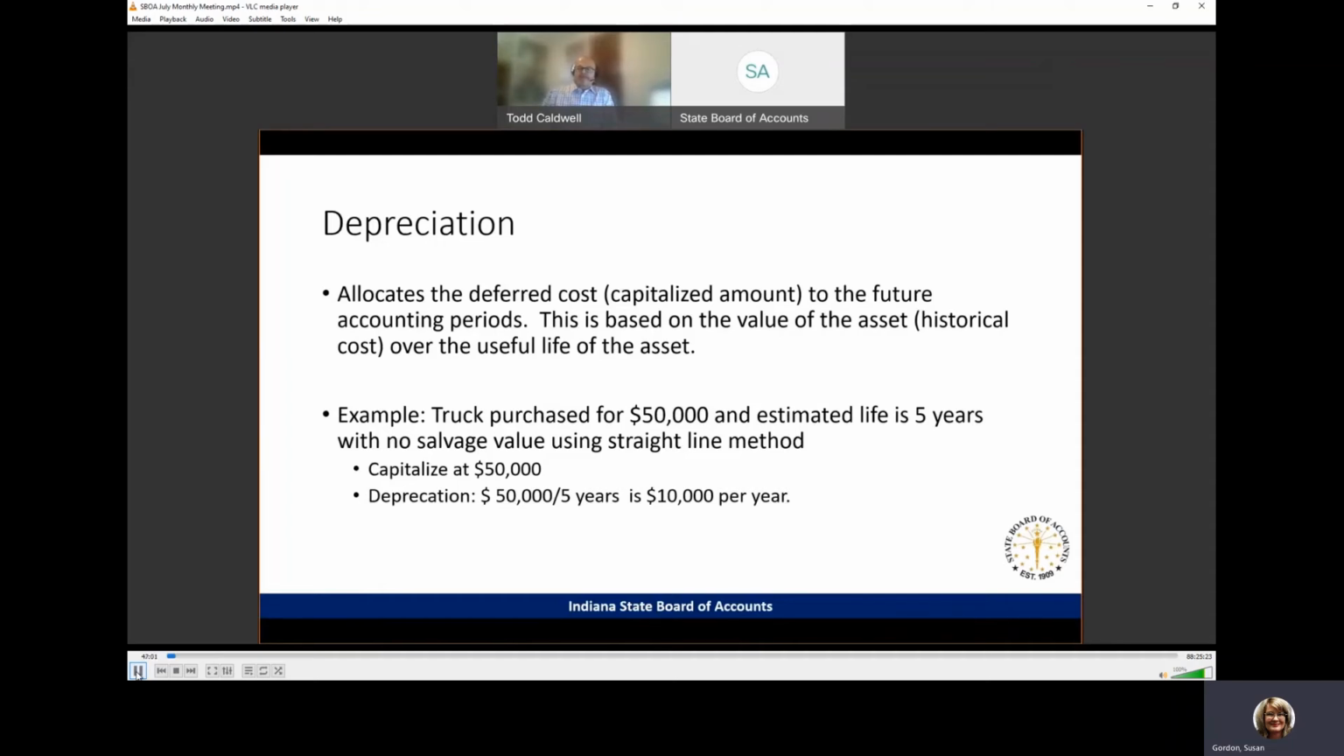However, if you bought that same truck in August, and your policy was only to take half a year for purchases after July 1st, then you would only recognize $5,000 in that first year instead of $10,000. So in year one you'd show $5,000, then in years two through five you would show $10,000, $10,000, $10,000, and $10,000, and then $5,000 in that final year. So you had recognized all $50,000 of that purchase price.